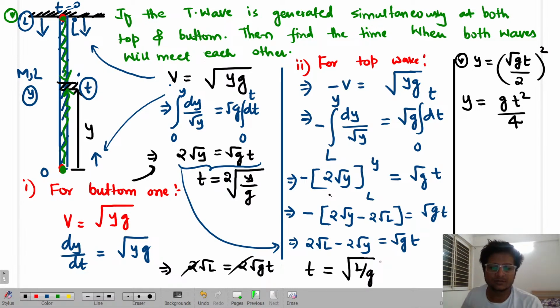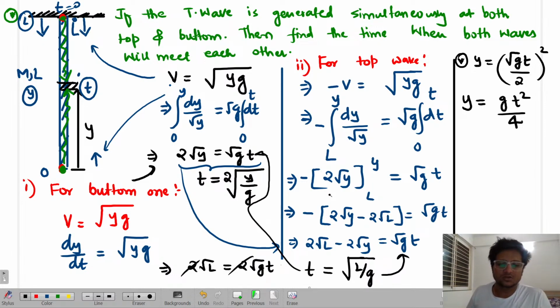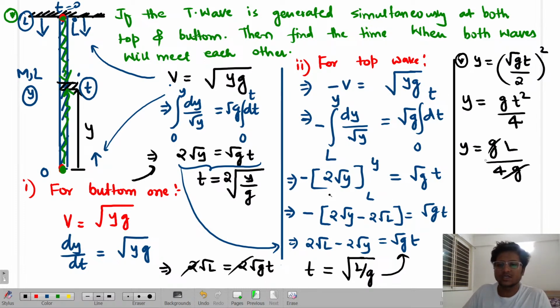You see that? I'm just replacing because that's a substitution equation or not. So if I put t in this also and if I put it in this also, I'm going to get the same relation. Okay. So y will be equal to g, t is root under L by g. So this will be L by 4 g cancel. And at what height they are going to meet? L by 4. At what height they are going to meet? L by 4. Are you able to get me or not?